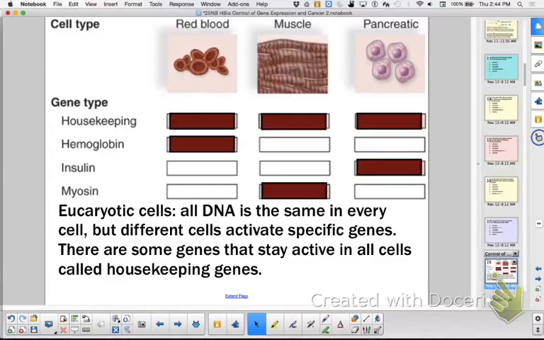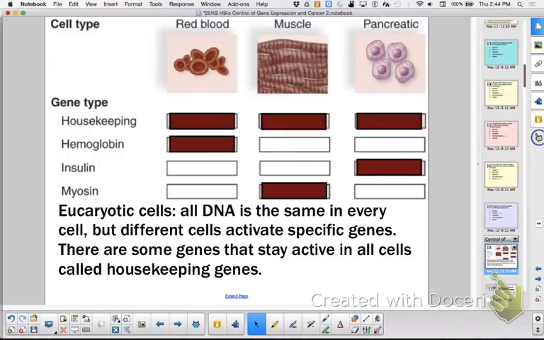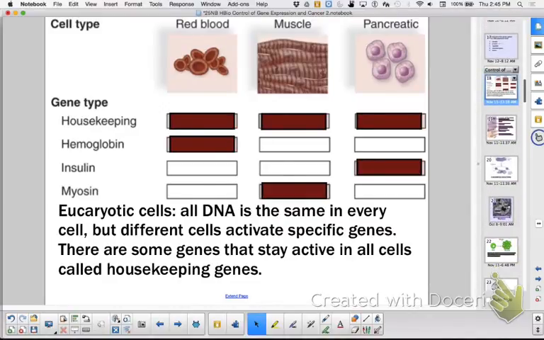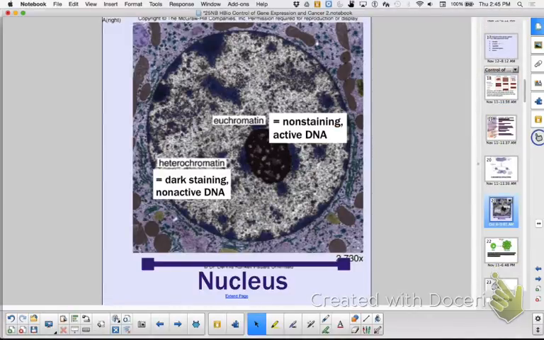Euchromatin, okay? You are active. The heterochromatin is dark staining, and here I'll show you a picture. The reason it's dark staining is it's all coiled and put away, so it's easy to stain. Euchromatin is open. You are active. Okay, maybe that would help you.